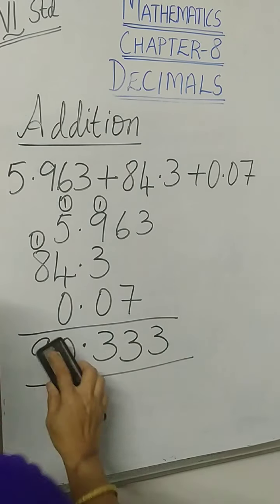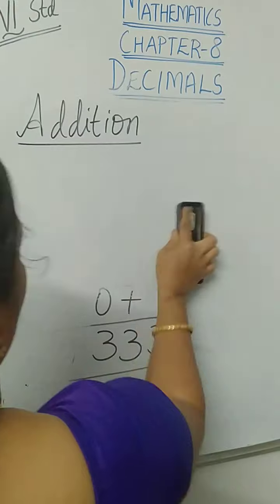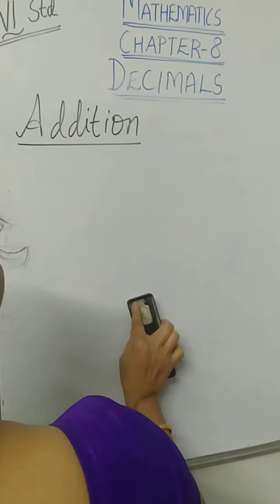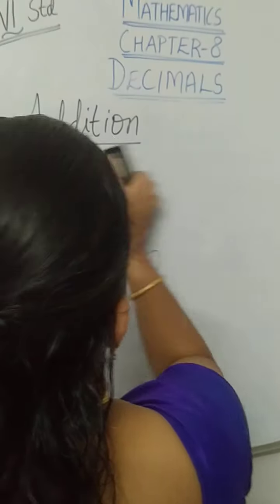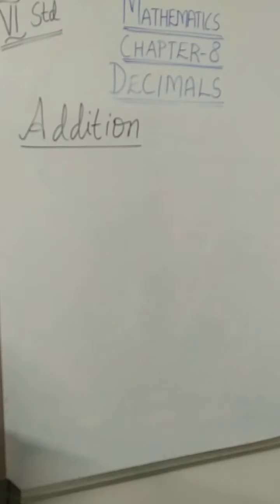I'll show you another example. It is the same as addition, the usual addition that you do. The only difference is you have to look at the decimal and write the numbers in a proper way, which is before the decimal and after the decimal. Now I'll give you an example.